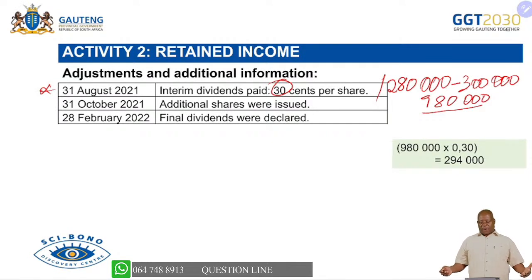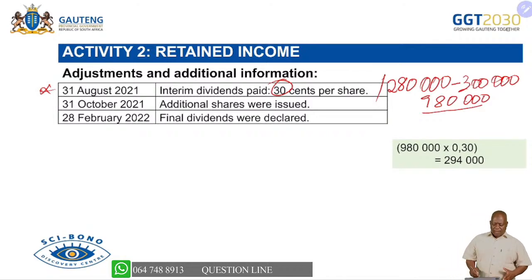Straightforward. Are we okay there? Good. Now, in October, additional shares were issued, and we know how many shares were issued, right? Those 500,000. You still remember that? And then on 28 February 2022, the final dividends were declared. They are declaring final dividends. We know on how many shares, but we don't know how much per share. So we cannot find the final dividend as of now.